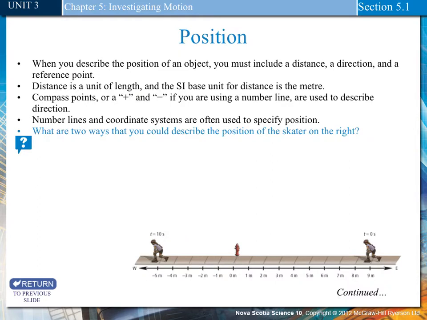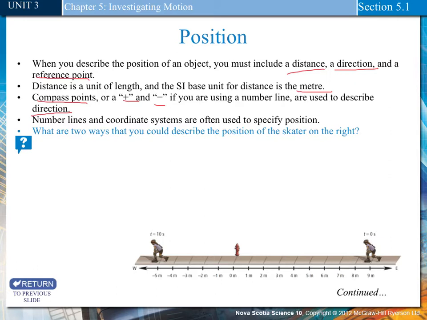Position. When you describe the position of an object, you must include the distance, the direction, and a reference point. Distance is a unit of length, and the SI base unit for length is the meter. Compass points, or plus and minus if you're using a number line, are used to describe direction. Number lines and coordinate systems are often used to specify position.